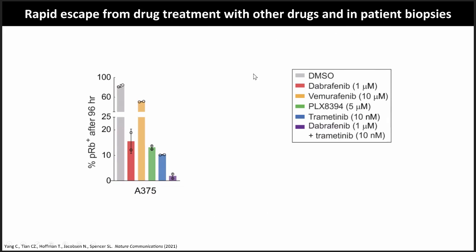So one last point is that this is not specific to A375 cells treated with dabrafenib. Here I'm showing you several other BRAF inhibitors in yellow and green, MEK inhibitor in blue, and even a combination dabrafenib and trametinib, which is used clinically to stave off drug resistance. And indeed, when we use the combination, we do see a reduced fraction of cells that are still cycling after 96 hours of treatment, but we cannot eliminate this population.